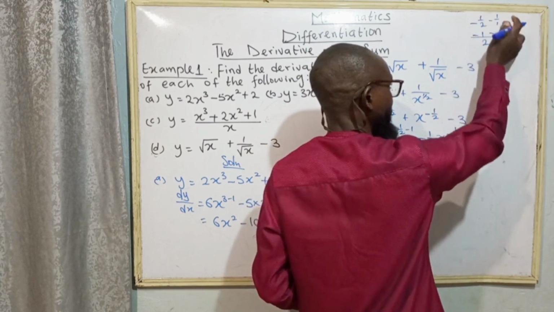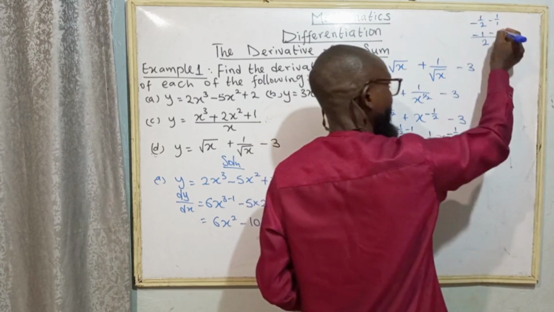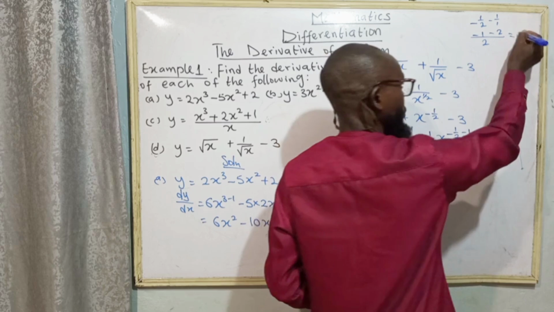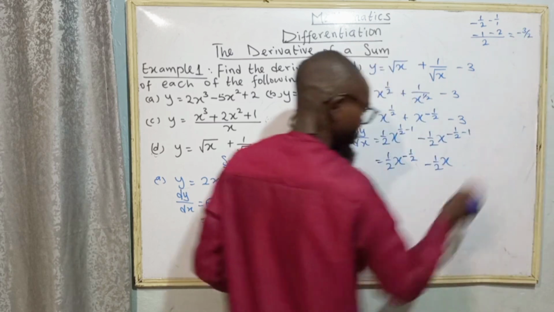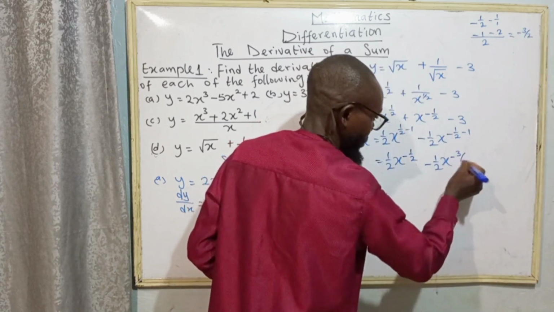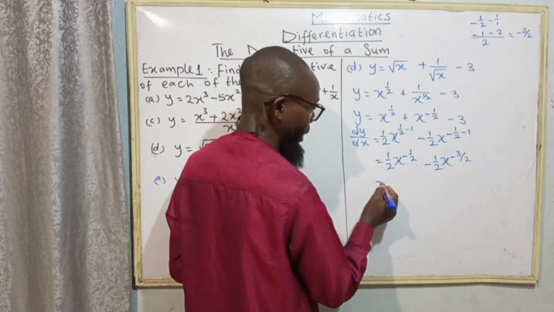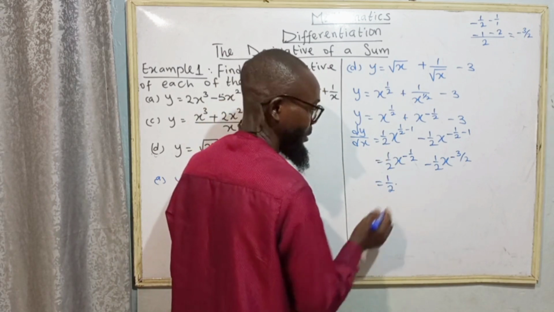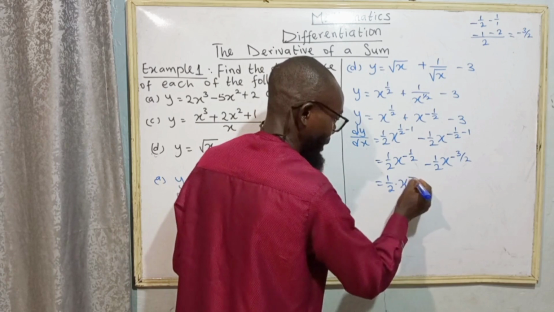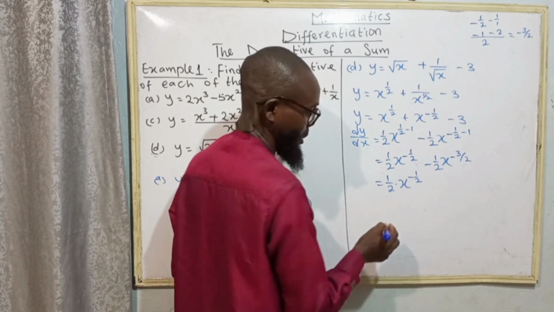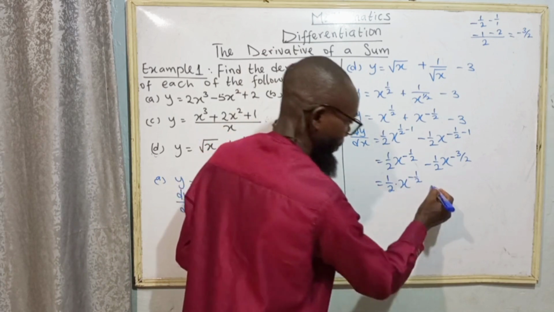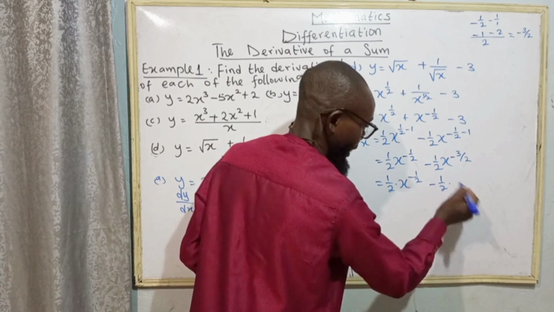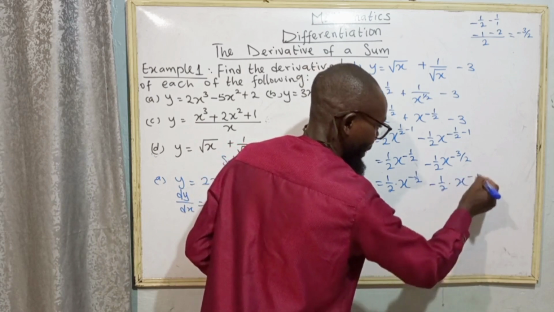Minus 1, then minus 1 goes in 2, we have 2. 2 times 1, we have 2. So minus 1 minus 2, we have minus 3 over 2. So this gives minus 3 over 2. Fine. Now, we can write this one this way. 1 over 2 multiplied by x to the power minus 1 over 2 for easy doing. So minus 1 over 2 times x to the power minus 3 over 2.